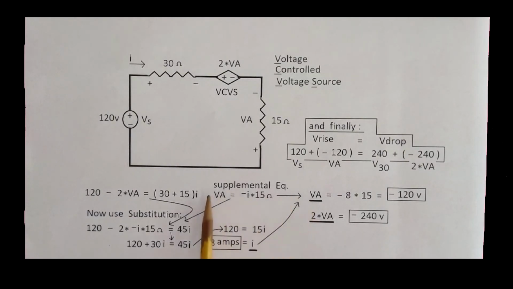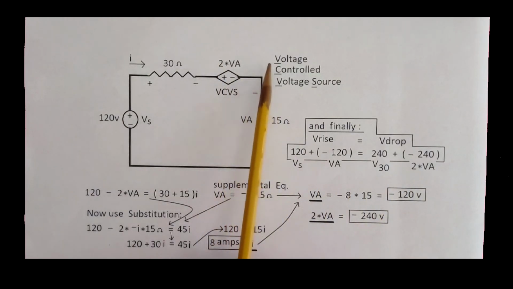And now we can find VA. There's a negative 120 volts. And 2VA is minus 240 volts. And when we set up our V rise equal V drop, or you could even run a KVL, same thing. V rise 120, VA is a V rise. The drop's V30, positive negative, that's a drop.